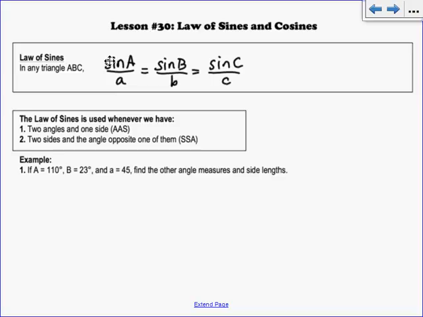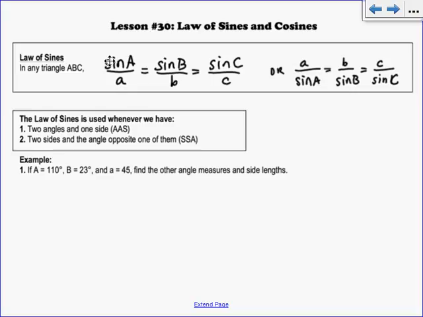So when I do capital A, capital B, capital C, I'm talking about angles. When I do little a, little b, little c, those are the sides that are across from those specific angles, right? Now, you might also see it written another way: a over sine of angle A equals b over sine of angle B. It doesn't matter which way you're writing, just as long as you're consistent as you're writing your proportion.